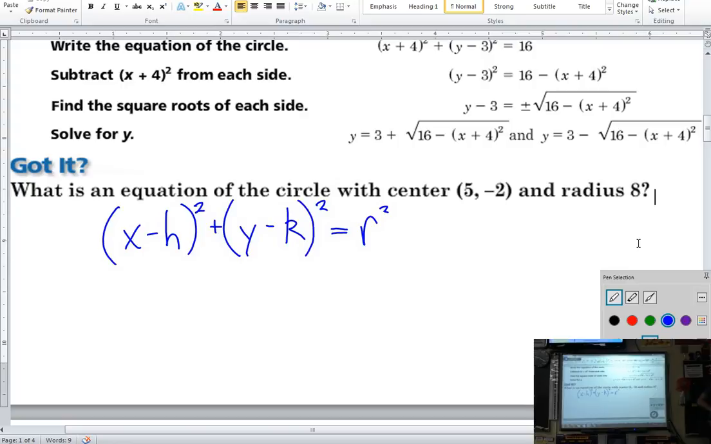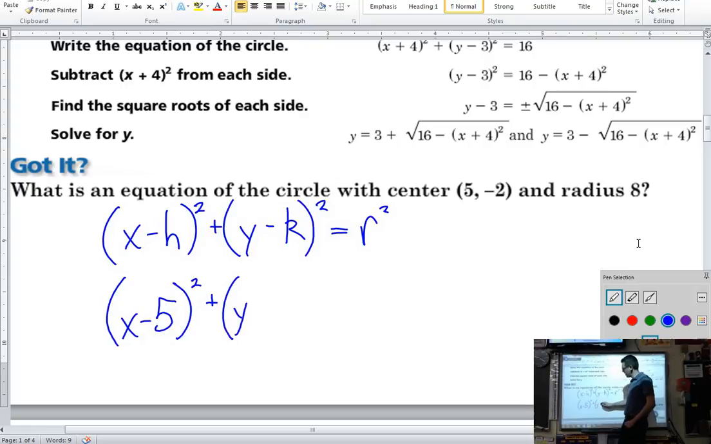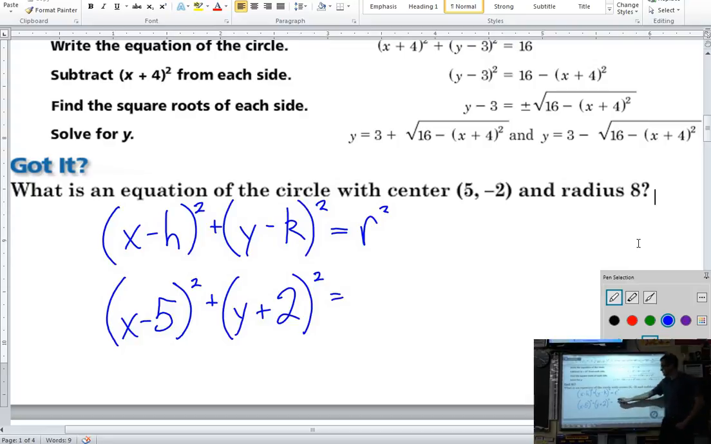So when we go to plug in our values, what are my h and my k? Caleb? The h is going to be 5. Well, -5, I guess. Well, so h is 5. So when I set this up, it's going to be x minus 5. And then your k would be -2, so that's going to end up being y plus 2. This is where people make their mistakes. So we have (x minus 5) squared plus (y plus 2) squared equals my 8 squared.